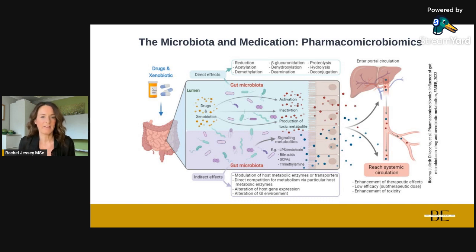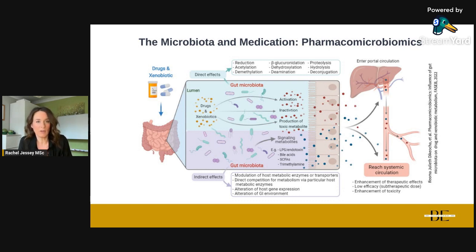which is called pharmacomicrobiomics. And this is where researchers are starting to look at the effects of medication on the microbiome and how microbiome structure affects medication, because the microbiome can either enhance the properties of that medication, so it can make it work better, or it can affect the ability of that medication to work.